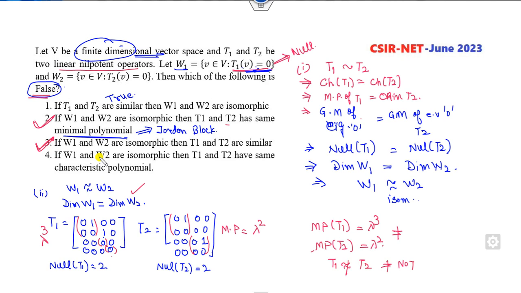If W1 and W2 are isomorphic, again the same example, then they have the same characteristic polynomial. That's a simple result, because you can see the characteristic polynomial of this is lambda to the 4, and moreover this is the standard result. If W1 is isomorphic to W2, the corresponding characteristic polynomials are always the same. So this is my true statement, this is false, this is false. So right answers are B and C, the correct options of this example.